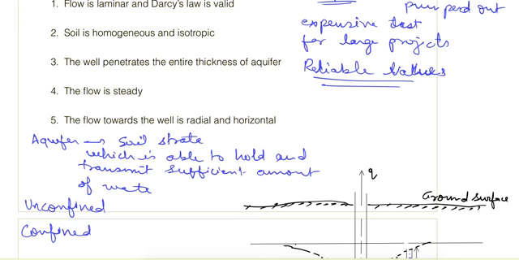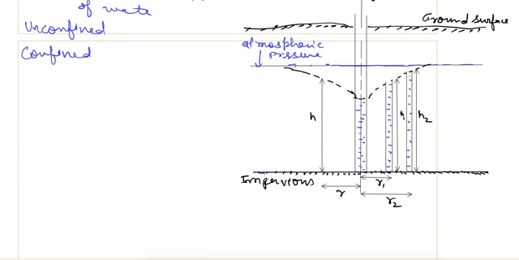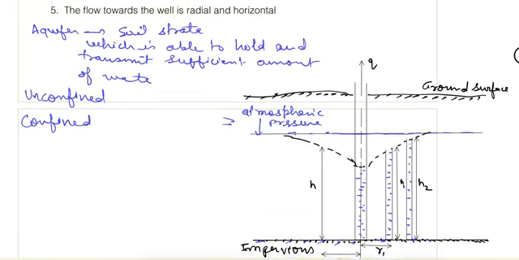So first we will see the unconfined aquifer. In unconfined aquifer, the water surface is subjected to atmospheric pressure, and below this aquifer there will be an impervious surface. So the below surface is impervious and the top surface is at atmospheric pressure.